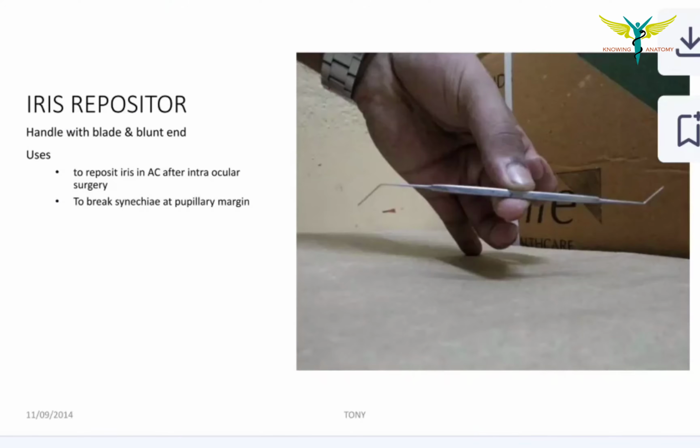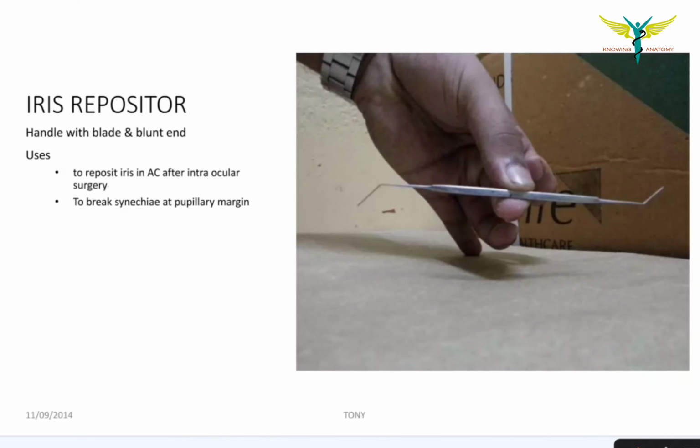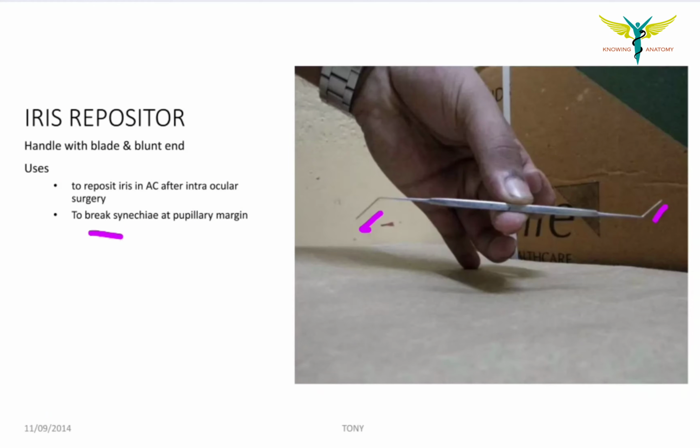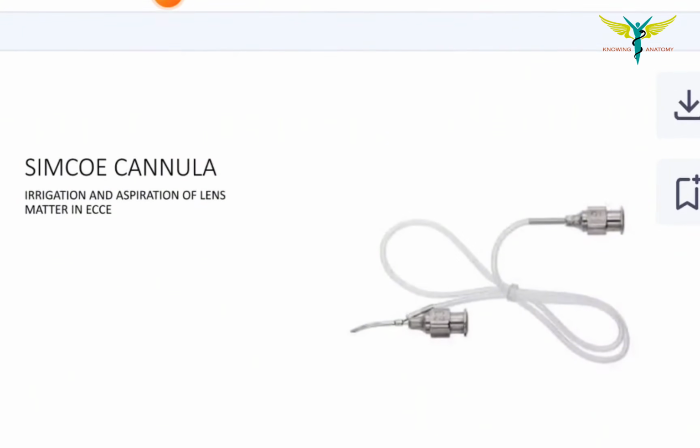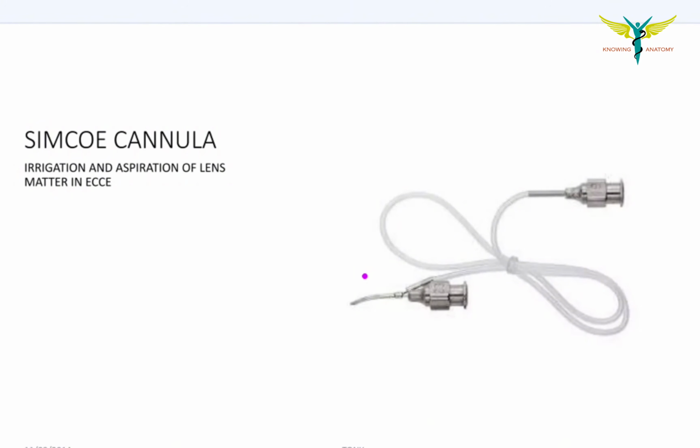Iris repositor. It has a handle with a blade and also a blunt end. It repositions the iris in the anterior chamber after an intraocular surgery. It is also used to break the synechiae which are formed at pupillary margins. It has two ends, a blade and also a blunt end. The Simcoe cannula. It is used to irrigate and aspirate the lens matter in extracapsular cataract extraction.